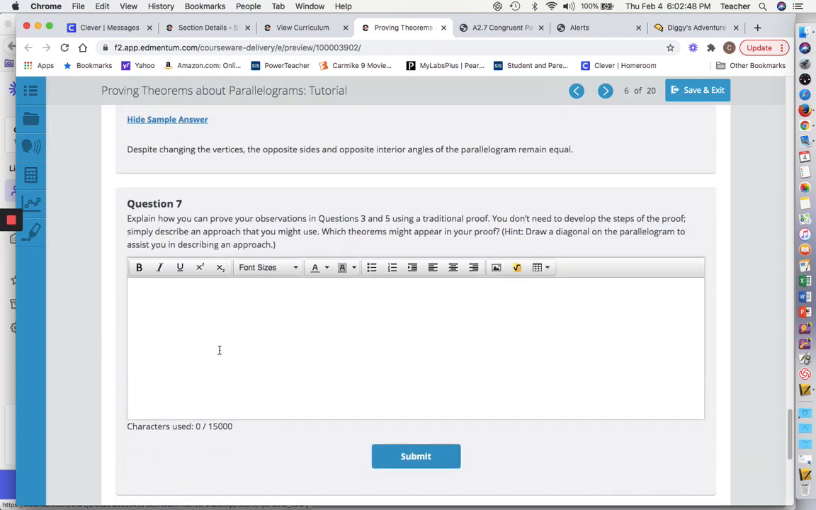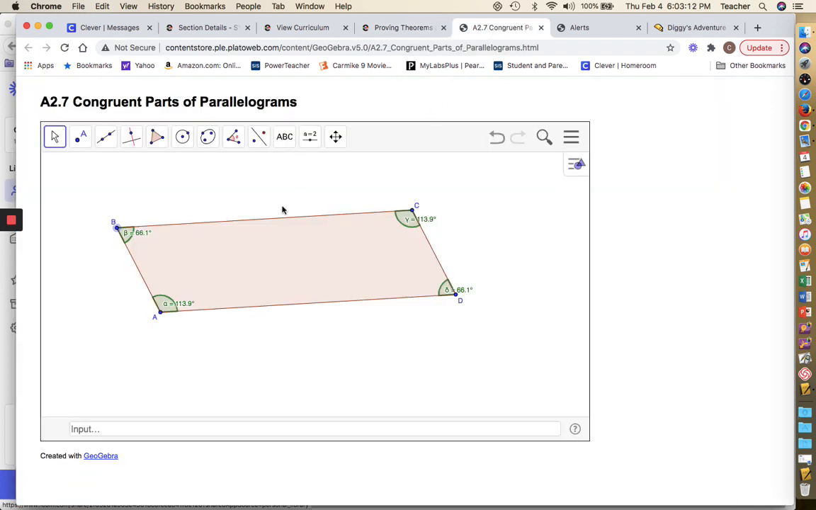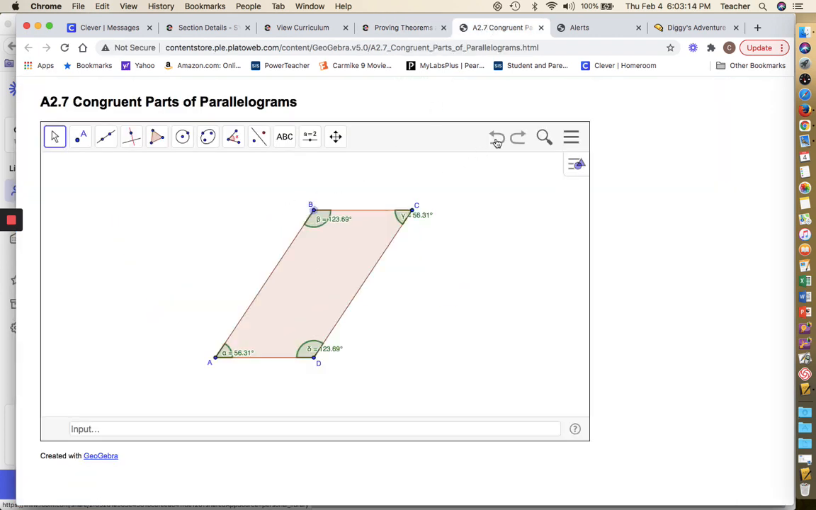Question 7. Explain how you can prove your observations in question 3 and 5 using a traditional proof. You don't need to develop the steps of the proof. Simply describe an approach that you might use. Which theorems might appear in your proof? Hint, draw a diagonal in the parallelogram to assist you in describing an approach. Oh my goodness, I'm talking about diagonals. Okay, so let me get back to my original.